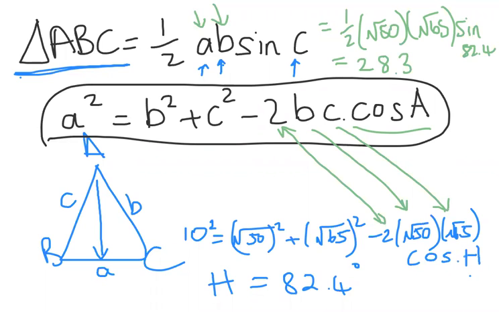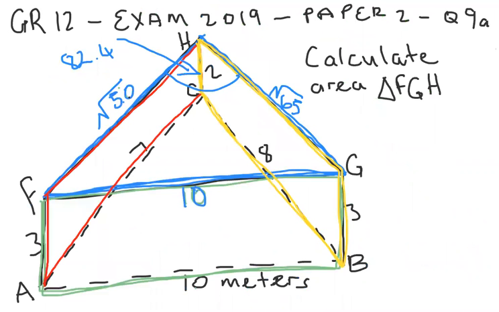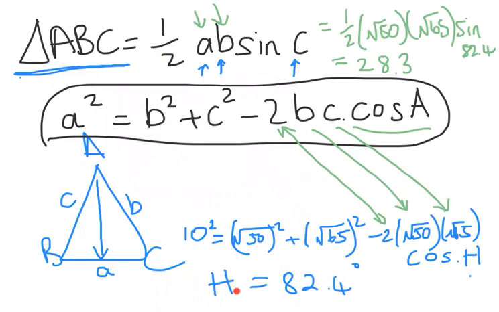What units do we need? Let's just look at what we have. So all the sides are in meters. So all of this is square root of 50 meters, 3 meters, 10 meters, etc. So your answer will just be 28.3 meters squared. There we go. So that's the area.